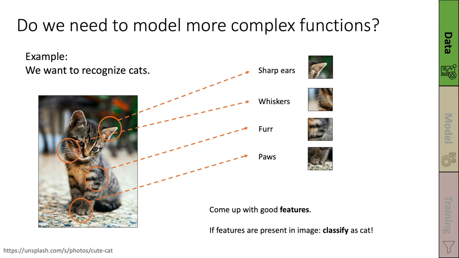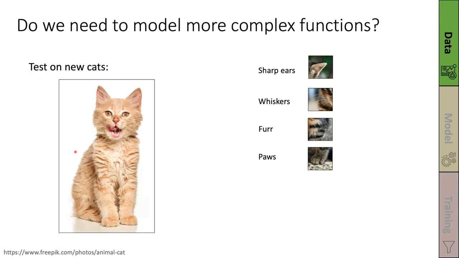Let's test our classifier on another cat then. This cat here, we can pass into our classifier. We can say, okay, does it have sharp ears? Yes, it does. Does it have whiskers? Yes, it does. It also has fur. It has paws. All right, our classifier will say, this is a cat.